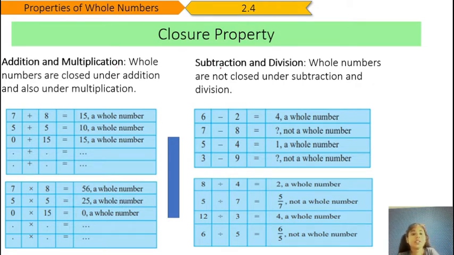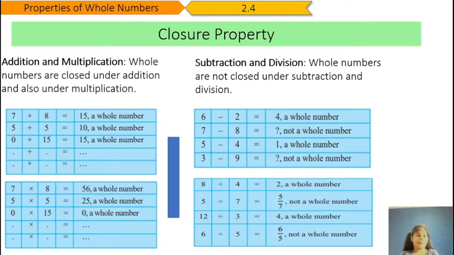But here in the closure property, we have an objection: the subtraction and division side. There might be some chances that when you subtract or divide, the number may or may not be a whole number. Why? Because sometimes if you subtract or divide, the number can come in decimal, fraction, or the negative side. So they are not whole numbers.